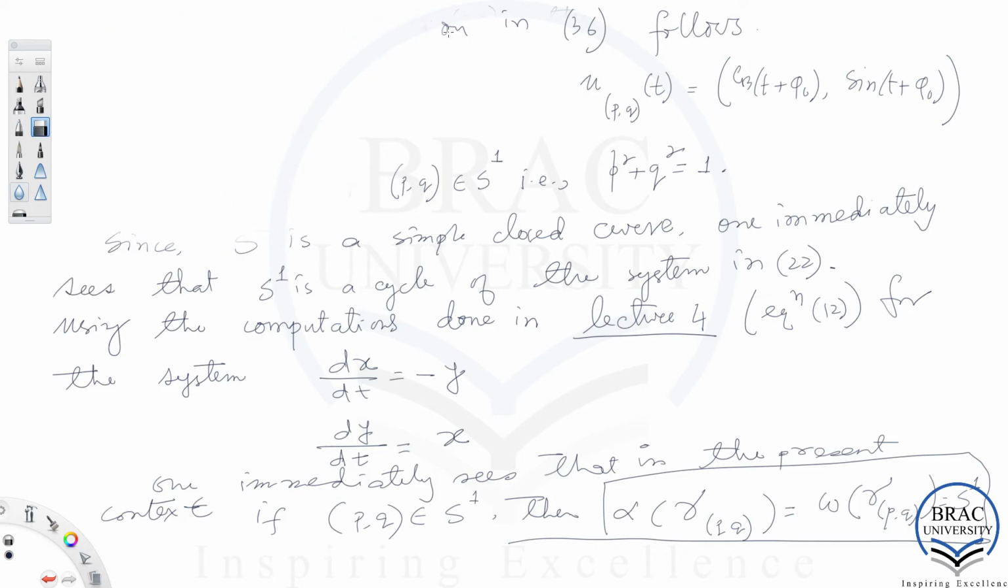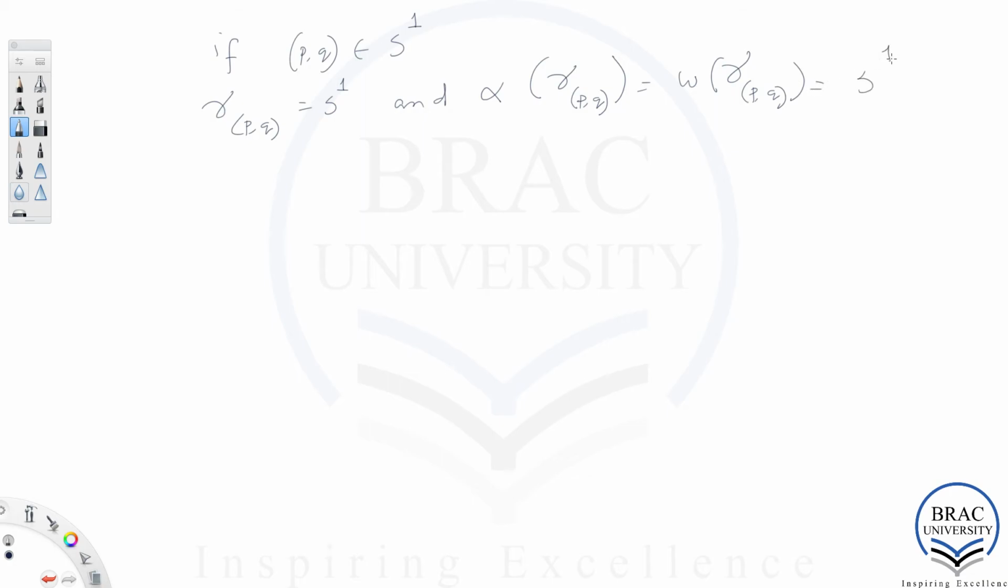So, hence we have been able to prove the following. We have been able to prove that if P comma Q is in the unit circle around the origin, then gamma sub P comma Q is the unit circle itself, and the alpha limit set of the underlying orbit is equal to the omega limit set of the underlying orbit is equal to the unit circle itself.